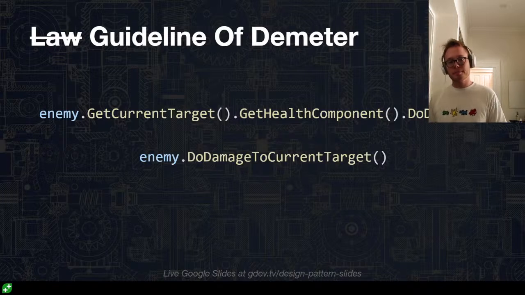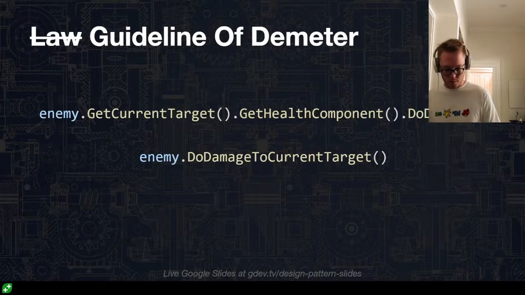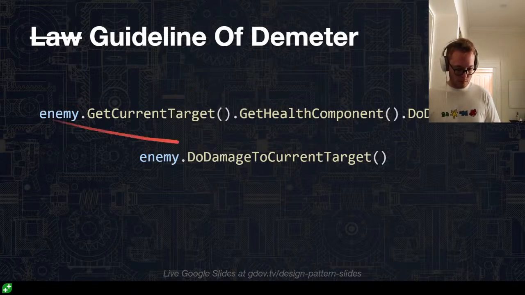Yeah. So that means that the enemy will have to have more code written into it. Maybe the current target and the health component also will need to have more code written into them to avoid these multiple steps. But that does now mean that if we made some sort of wholesale change to the way that the target works, you're not going to have to go and change a whole bunch of other files that are doing lookups, crazy lookups like this.